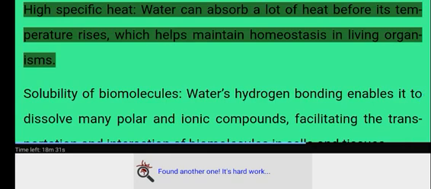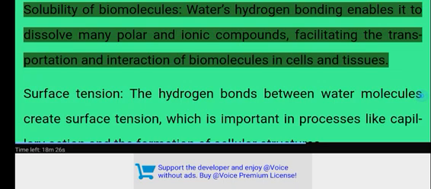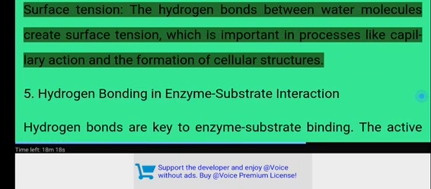High specific heat. Water can absorb a lot of heat before its temperature rises, which helps maintain homeostasis in living organisms. Solubility of biomolecules. Water's hydrogen bonding enables it to dissolve many polar and ionic compounds, facilitating the transportation and interaction of biomolecules in cells and tissues. Surface tension. The hydrogen bonds between water molecules create surface tension, which is important in processes like capillary action and the formation of cellular structures.